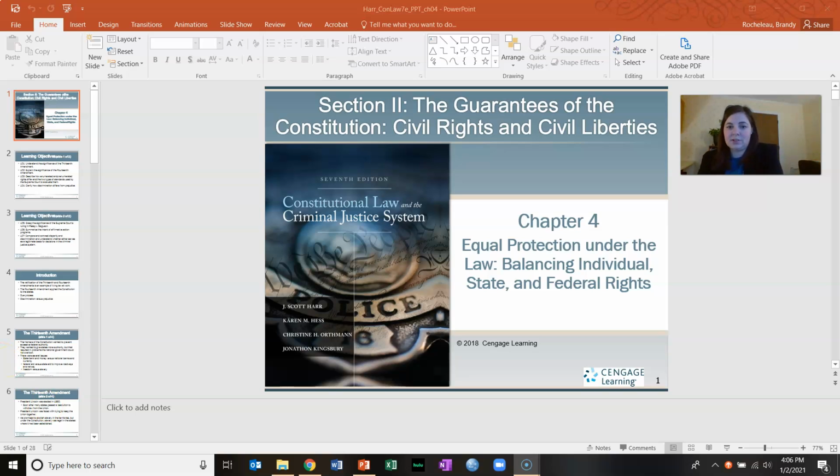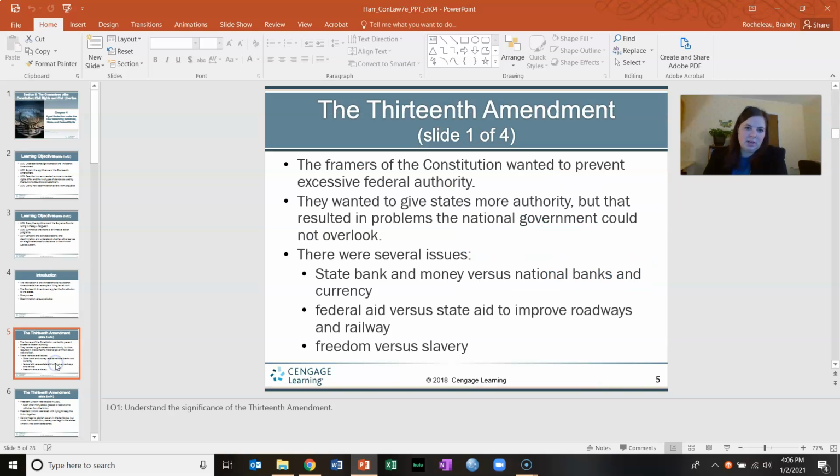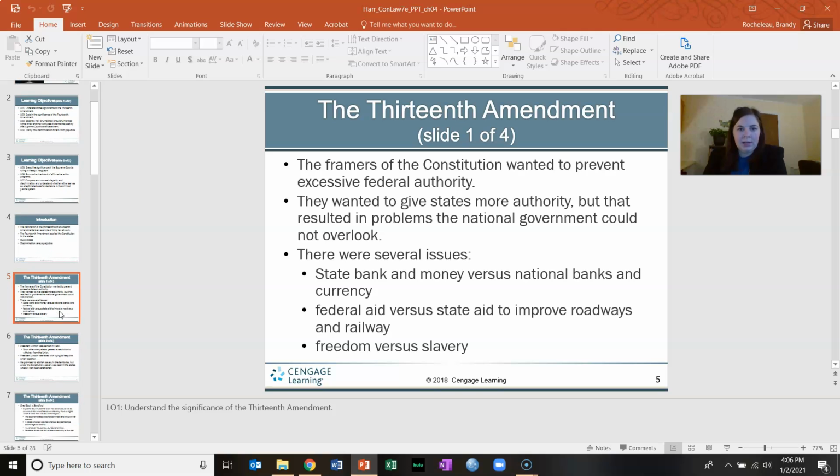Chapter 4 covers equal protection, and equal protection is rooted in the post-Civil War amendments. So starting off with the 13th Amendment, the framers gave states authority, but that did result in some problems that the federal government could not continue.